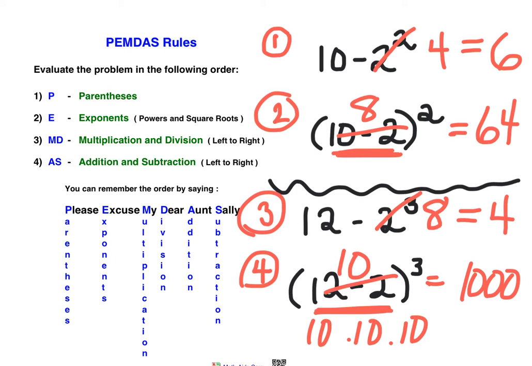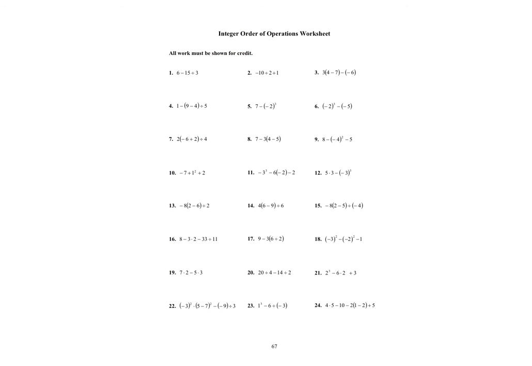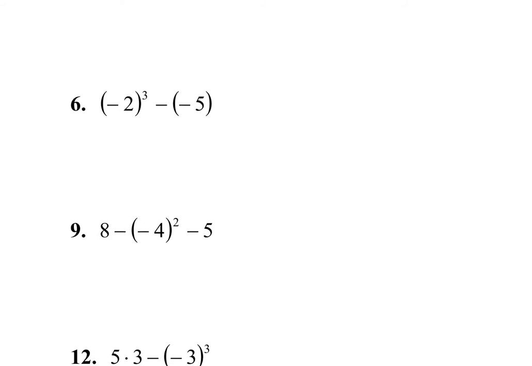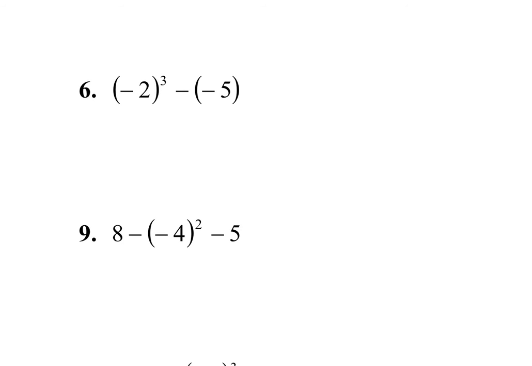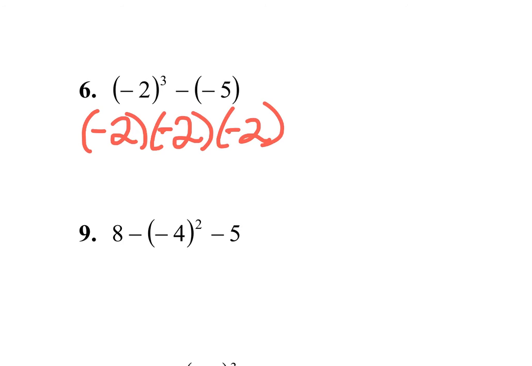We're going to look at a worksheet that has several problems, and I'm going to go through a few of these examples. Not all of them, so I'm just going to handpick a few. We're going to look at number 6 here. This problem has negative 2 raised to the third power. And I need to remind you that when you have a negative number raised to a power, you have to remember to write the negative with that number each time. So we have negative 2 times negative 2 times negative 2. And then we're going to have minus a negative 5.